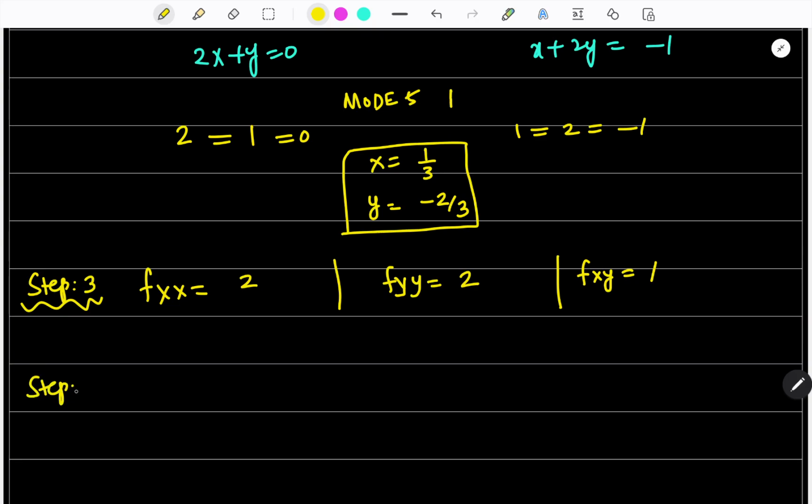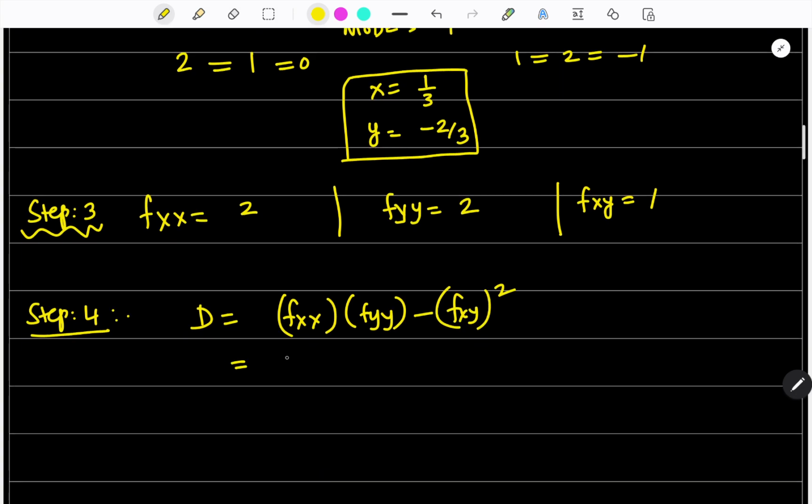Now we are going to make a D. Step number 4 is what? Calculate D. So what is D? The formula is fxx times fyy minus fxy, the whole square, right? So what is fxx? 2, and fyy is 2, right? And this is 1. So 4 minus 1, which is going to become what? 3. So here we are not getting any expressions, right?